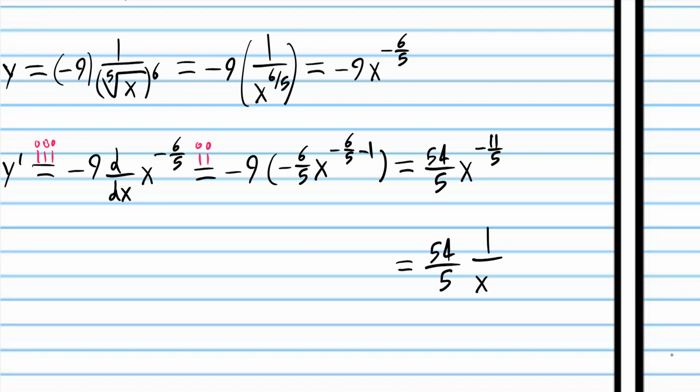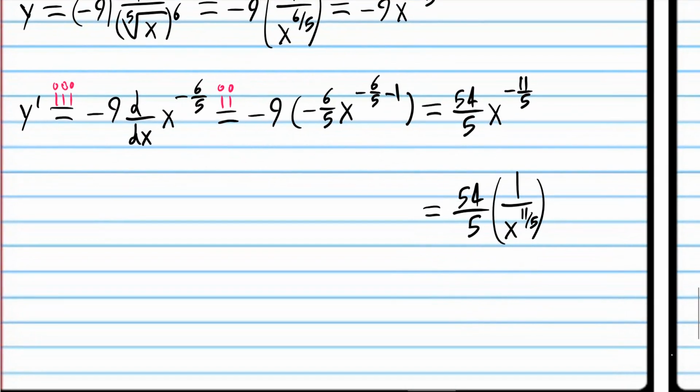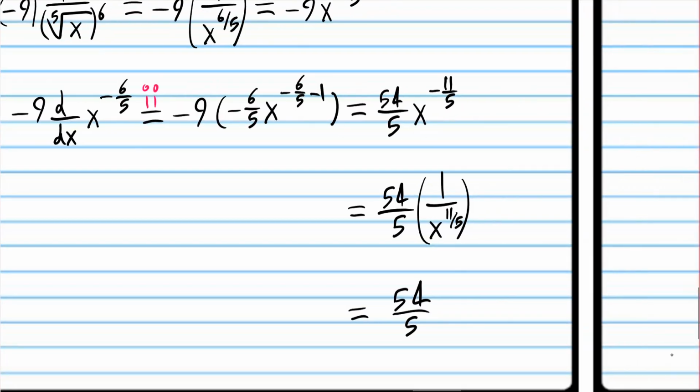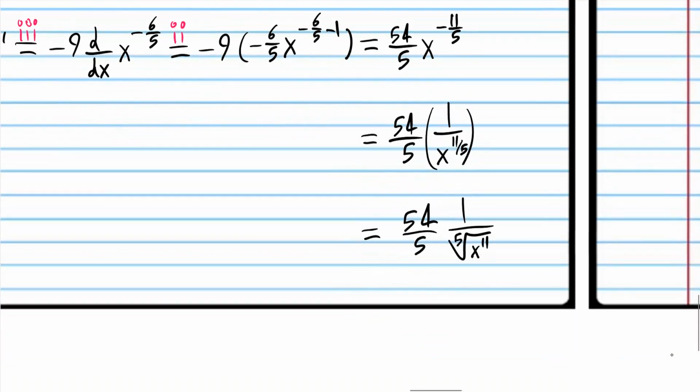So we're going to use exponent rule number 8 and convert the exponent to a positive exponent. And then we're going to use exponent rule number 10 and convert that to 1 over the 5th root of x to the 11th power.